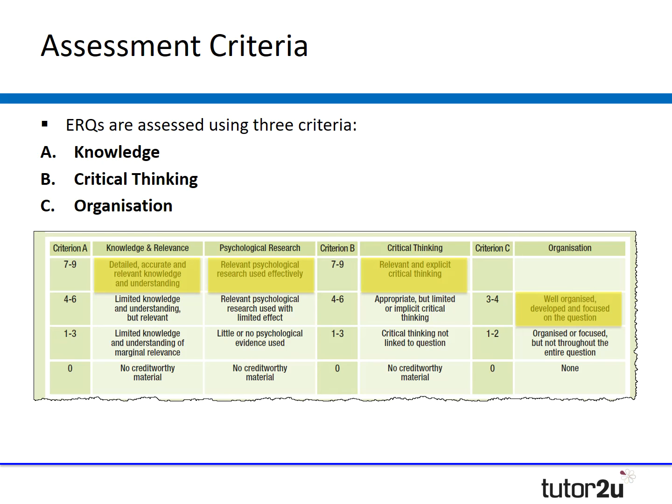If those links are missing, you can have a good structure, so organised and focused, and get 1 or 2 marks. But if it's not throughout the question, if it's not focused on the question, you might end up with 1 or 2 marks there. So those links that I highlighted are crucial for organisation, knowledge, and as we're about to see, critical thinking. So let's turn our attention now to what we mean exactly by critical thinking.